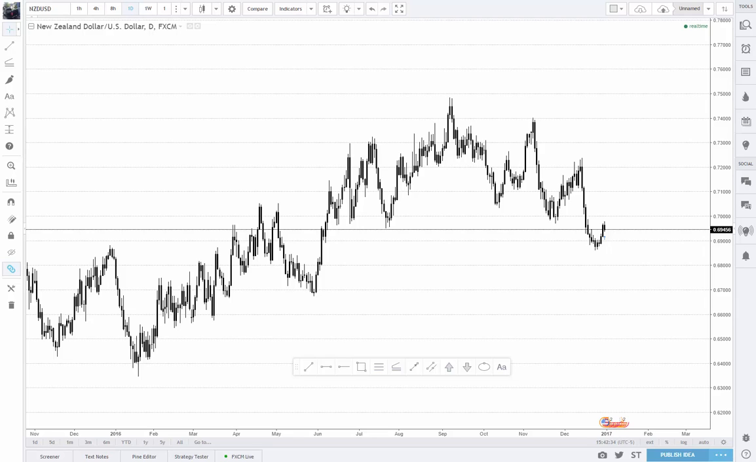Okay, we're going to go over the AB equals CD method. It's a really great way to trade. You'll see this on all time frames. So let me just go through the method real quick for you.